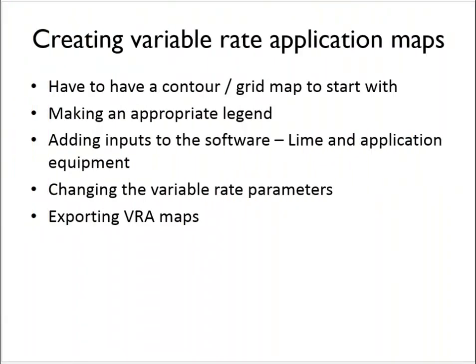Hello, in this video we're going to be looking at creating variable rate application maps. To start with, we have to have a contour or a grid map. Then we need to make an appropriate legend. Then we'll be looking at how we add inputs to the software, lime and application equipment for example. Then how we change the variable rate parameters, and then finally looking at how we export our VRA maps.